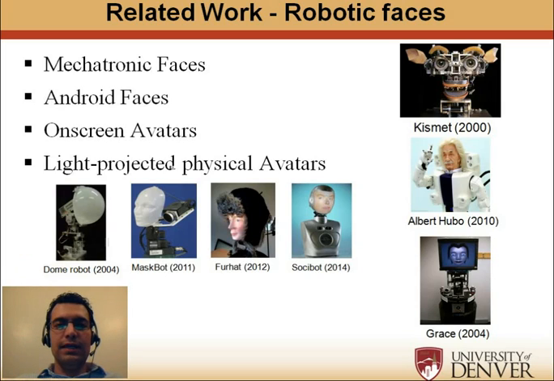They are highly flexible and low cost. Of course, they might also fall into the uncanny valley, but because we can change the character, we can change the appearance as well. This area has been investigated since 2004 by a dome robot developed in Japan, and more advanced versions are Furhat in 2012 or SociBot, which is commercially available.